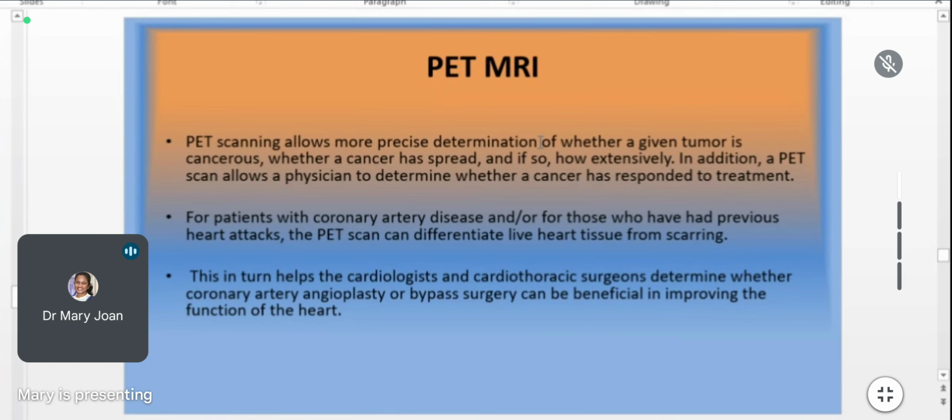Previously, we would not know. We would only know, okay, there is a block. So we bypass that block. We will get functioning cardiac tissues. But now, before doing the surgery only, we will know once we restart the blood supply, whether the tissues there will start functioning normal or not. So depending on that, the treatment modalities can be changed.